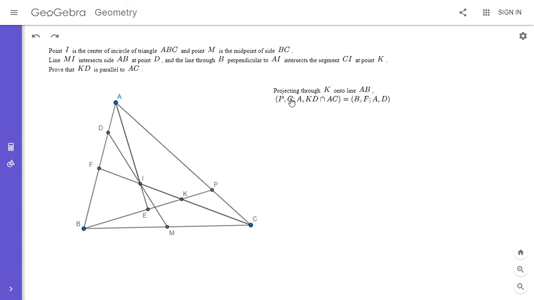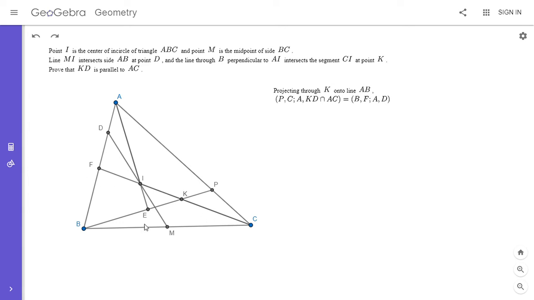If we project C through K, it goes to point F, which we just constructed. And if we project A onto the line AB, it just stays at point A. So now we have the cross ratio B, F, A, and D. Now I'm going to project those 4 points through point I. If we really want to use all the information in the problem, it makes sense to also project through point I.